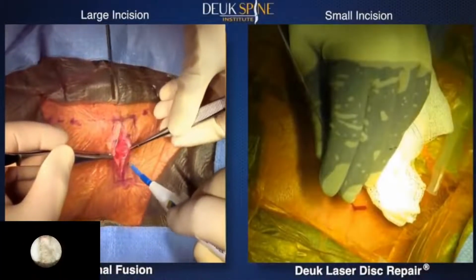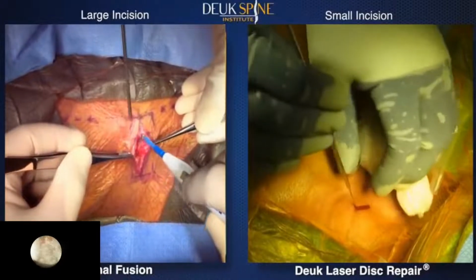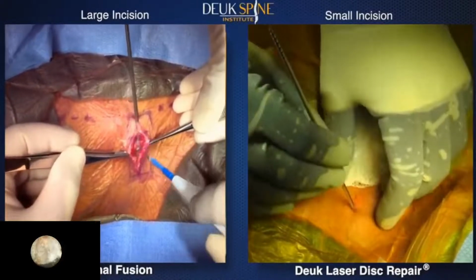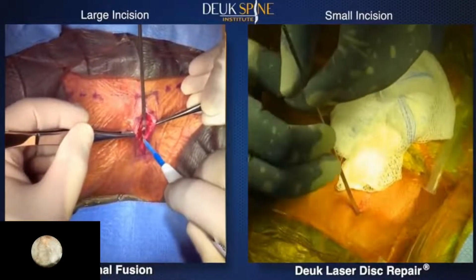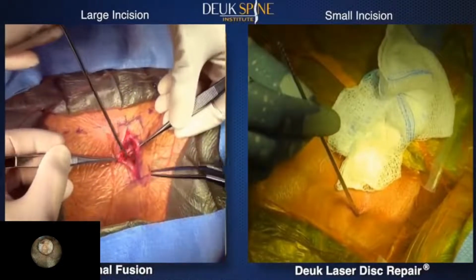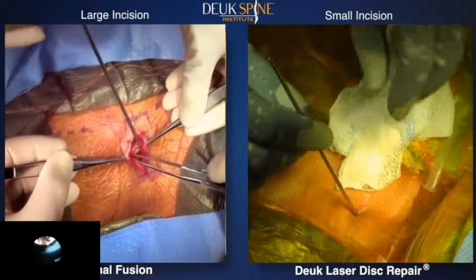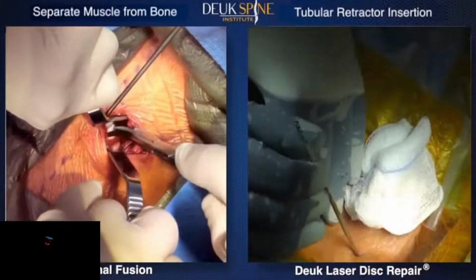Here, 2 patients with comparable disc injuries are treated. On the left, the highly invasive spinal fusion, and on the right, the least invasive Deuk laser disc repair. The spinal fusion requires a very large incision, usually leaving a large scar. The Deuk laser disc repair requires only a very small incision, usually less than a ½ inch long.